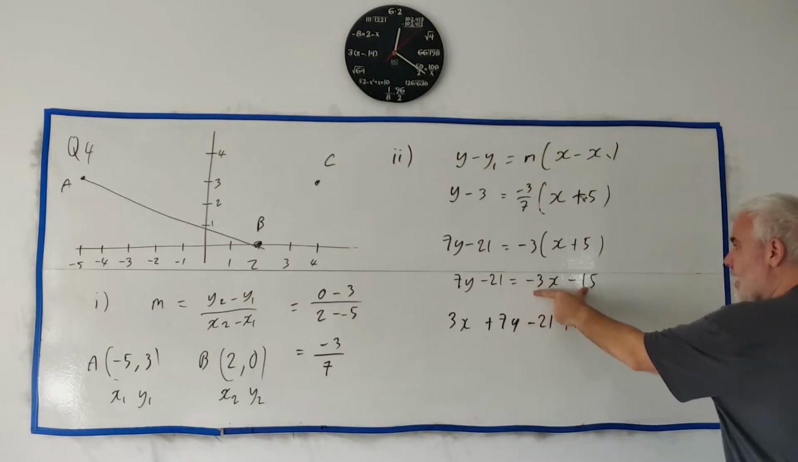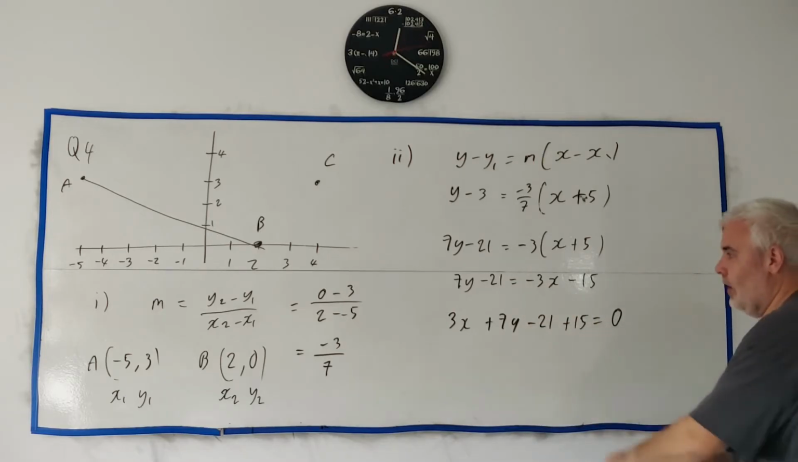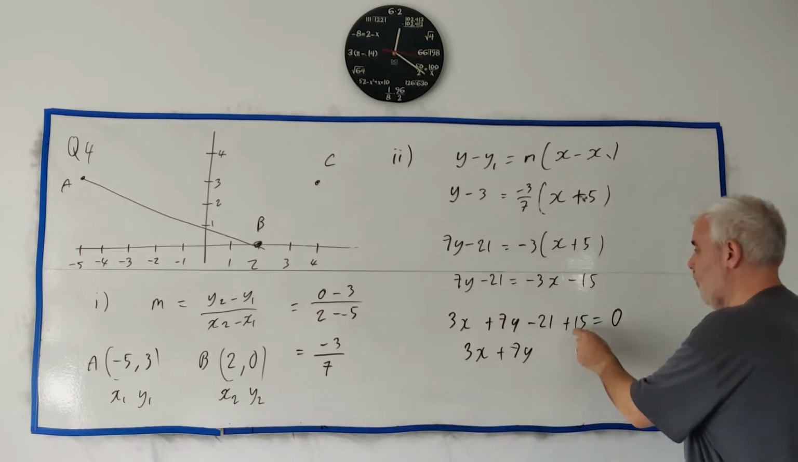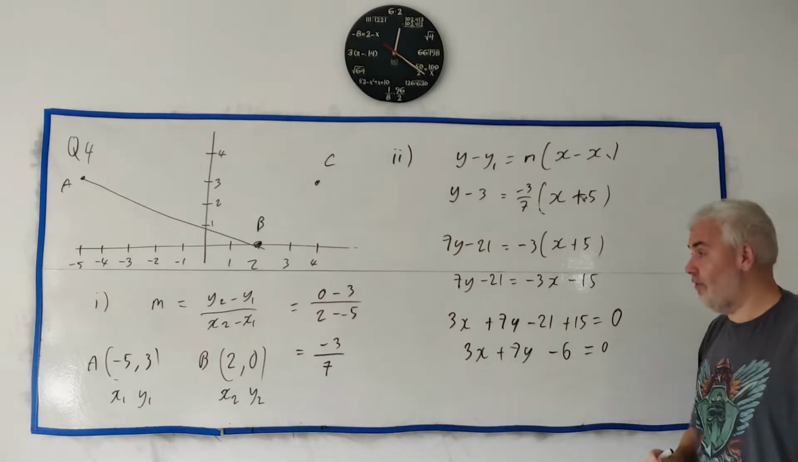We'll leave the equals, and there's nothing left on the right. That's a 0. That's nearly what they want, except we just need to combine these two. 3x plus 7y. 15 minus 21 is minus 6. And that's the full answer.